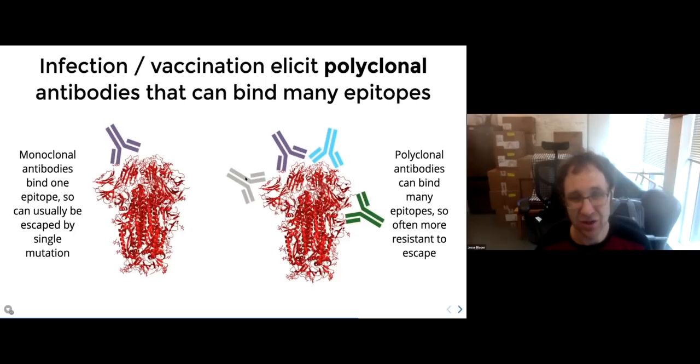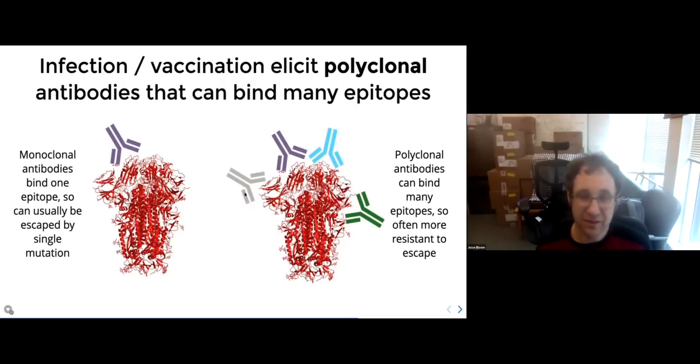However, the biggest hopes for controlling this pandemic rely on polyclonal antibody immunity that might be elicited by infection or vaccination. The human immune system can make a very, very large number of different antibodies in response to infection or vaccination. And those antibodies, at least in principle, can bind to many, many different epitopes on the virus. And so you might imagine that these sorts of polyclonal antibodies can be much more resistant to viral evolution, because even if a mutation knocks off a particular antibody, such as this purple one, there's still all these other antibodies left.